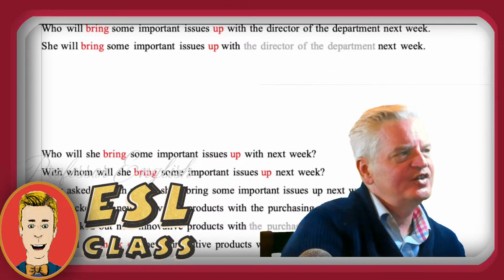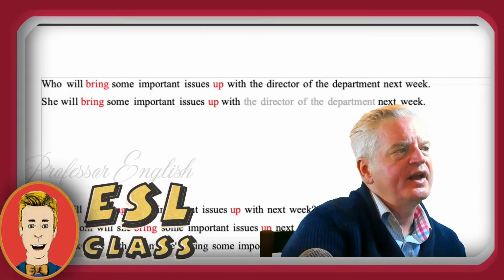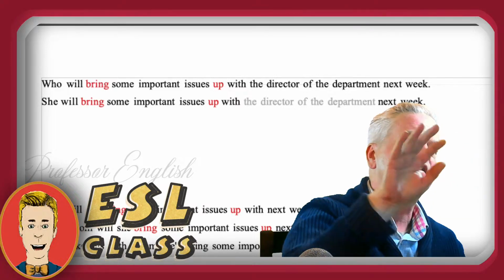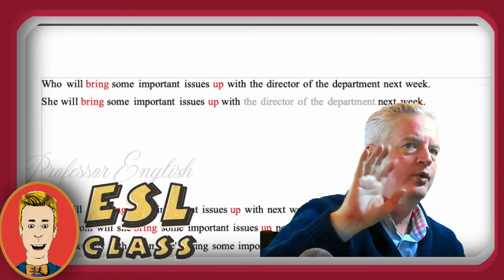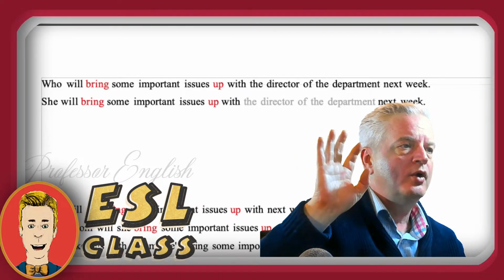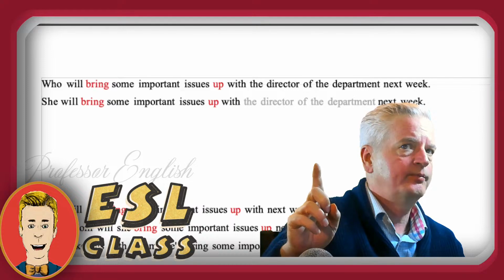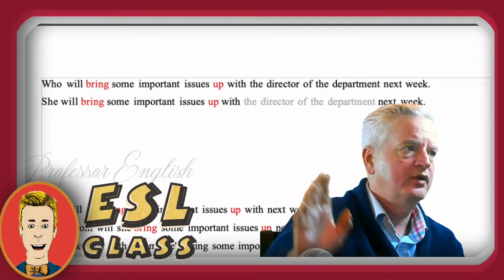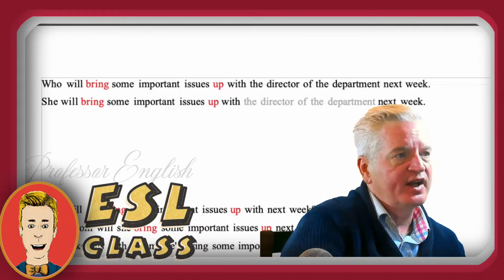Now our sentence is, she will bring some important issues up with the director of the department next week. Can you make a who object question? This is going to be who ... with. Who with. Who will she bring some important issues up with? Who will she bring some important issues up with next week?